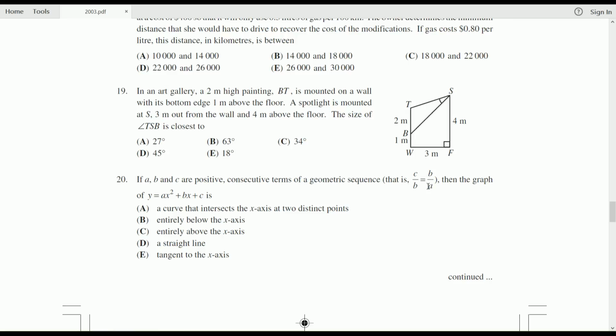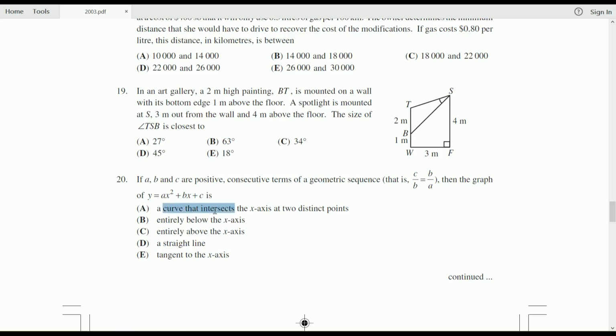It's often called R. So if they're positive consecutive terms of a geometric sequence, then the graph of y equals ax squared plus bx plus c is... And then we have some possibilities. So let's read these possibilities so we know what we're getting into, we know what to look for, and we might even get a sense of how to approach this question.